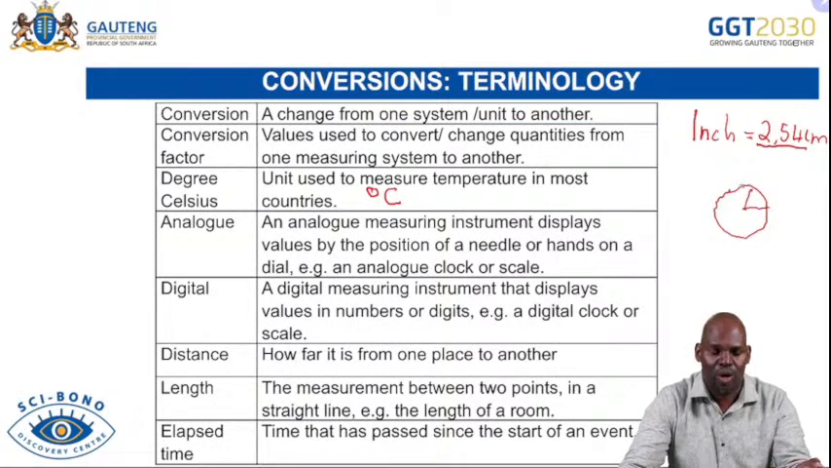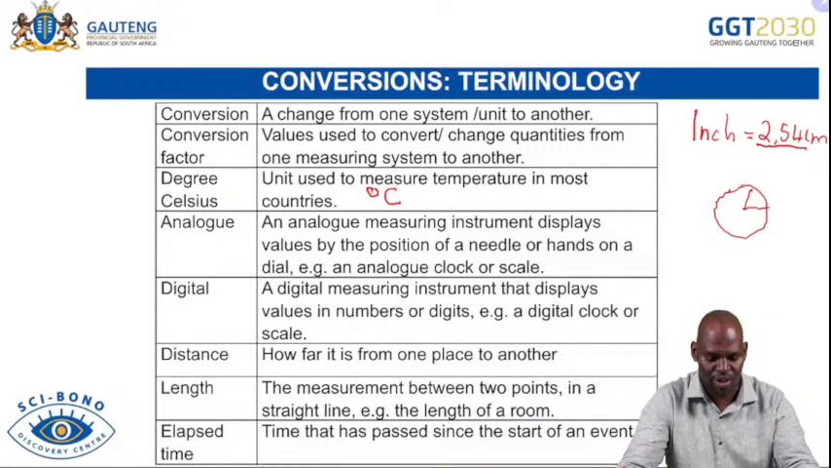Then distance. What do you understand by the word distance? Distance is how far it is from one place to another. Okay, from Pretoria to Johannesburg, that will be a distance. How far is it from Pretoria to Johannesburg? Or how far is it from Pretoria to Vereeniging? That will be a distance. And remember, for a distance, we are referring to a longer distance, so it must be in kilometers. In most cases, the distance is in kilometers.